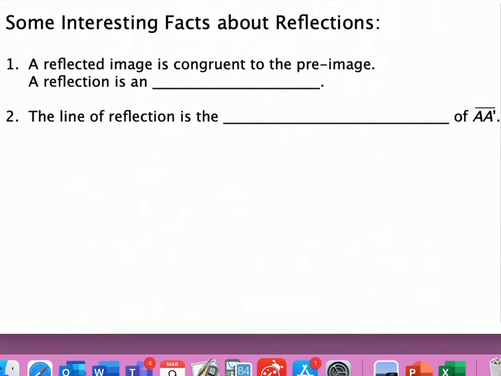Some interesting facts about reflections. A reflected image is congruent to the pre-image. A reflection is an isometry. The line of reflection is the, write this down and then I'll explain, perpendicular bisector. The line of reflection is the perpendicular bisector of AA prime, the segment.